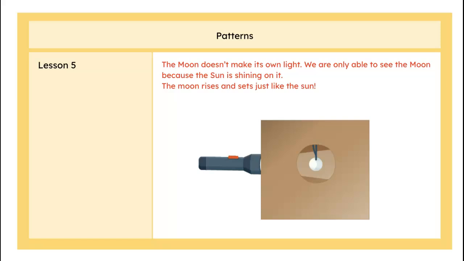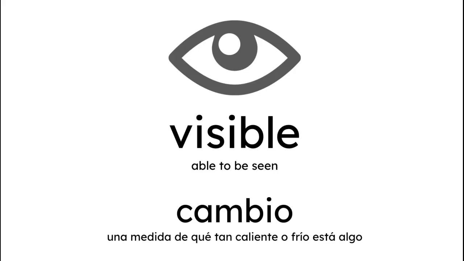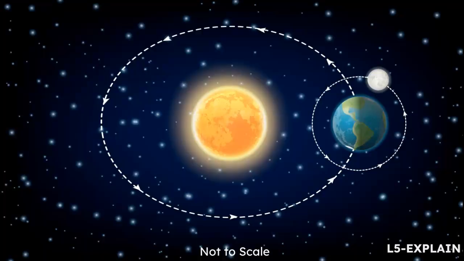By the end of the discussion, students should understand that the moon doesn't make its own light. We are only able to see the moon because the sun is shining on it, and the moon rises and sets just like the sun. Students will be able to draw a class consensus of what is happening with the model. During the discussion, you will post the visible vocabulary card. You'll also display and discuss the Earth, Sun, and Moon model.